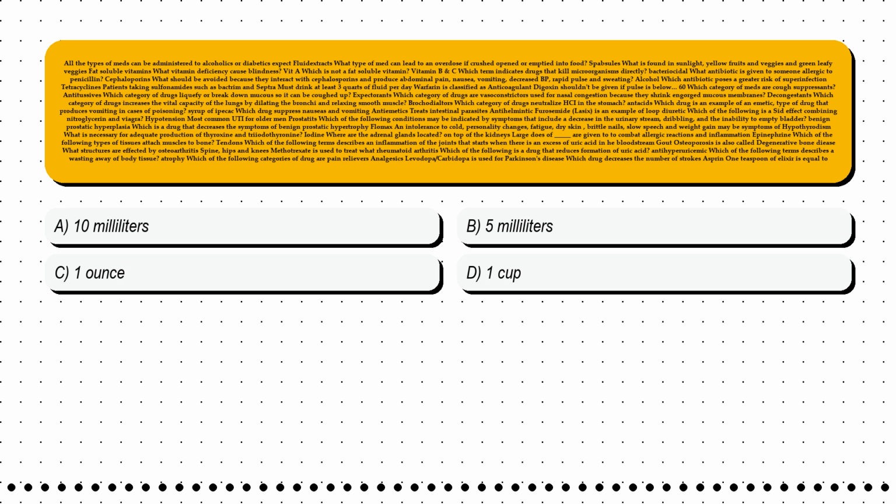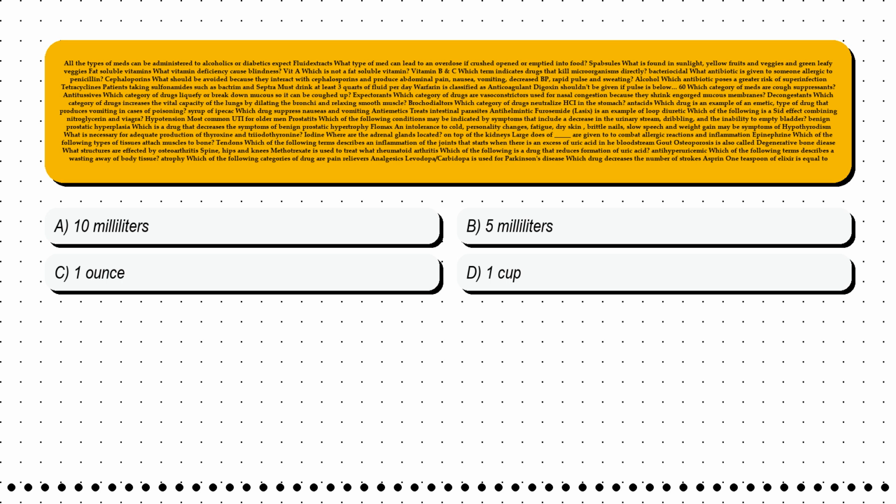Warfarin is classified as an anticoagulant. Digoxin shouldn't be given if pulse is below 60. Which category of meds are cough suppressants? Antitussives. Which category of drugs liquefy or break down mucus so it can be coughed up? Expectorants. Which category of drugs are vasoconstrictors used for nasal congestion because they shrink engorged mucous membranes? Decongestants. Which category of drugs increases the vital capacity of the lungs by dilating the bronchi and relaxing smooth muscle? Bronchodilators. Which category of drugs neutralize HCl in the stomach?